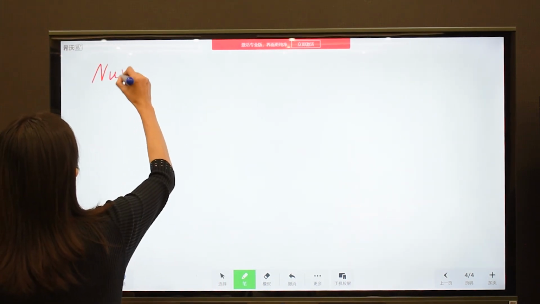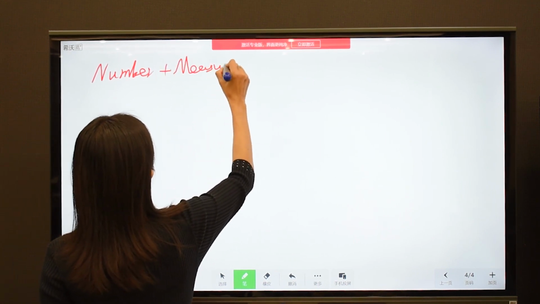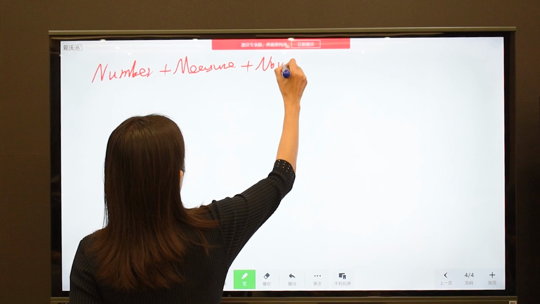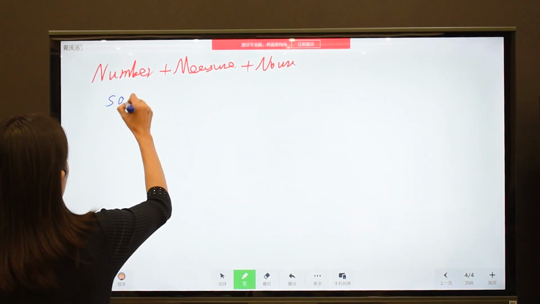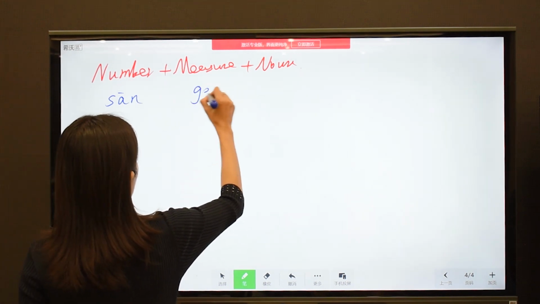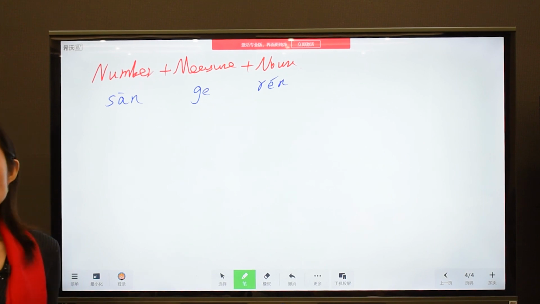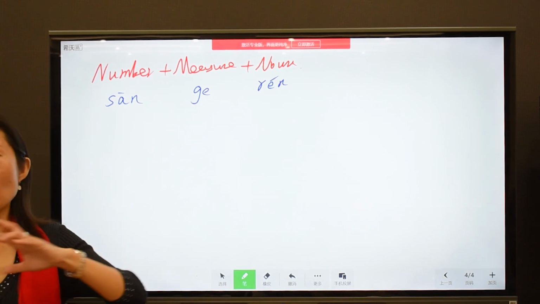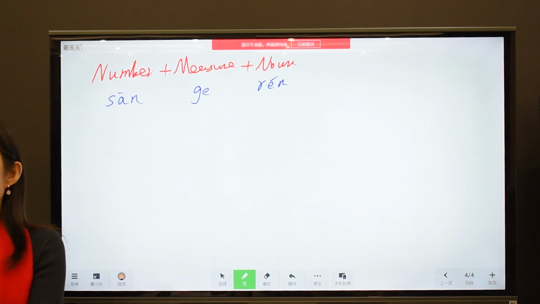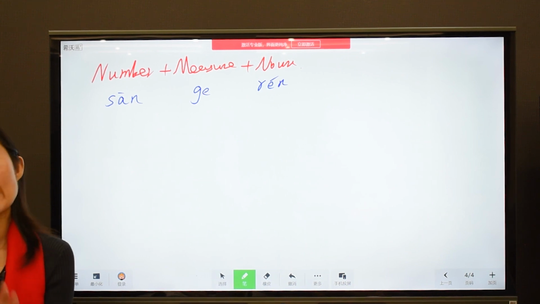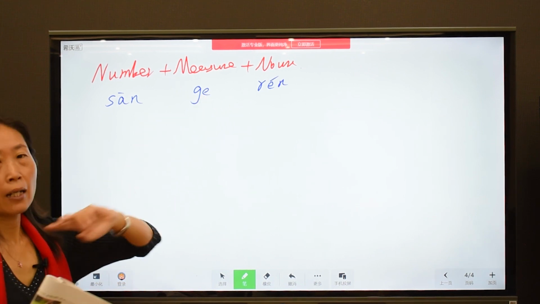For example, say 三个人. So we have many measure words. Step by step we will learn. For now, everything you use "ge" is fine. Later we will use the correct one. So for people, "ge".